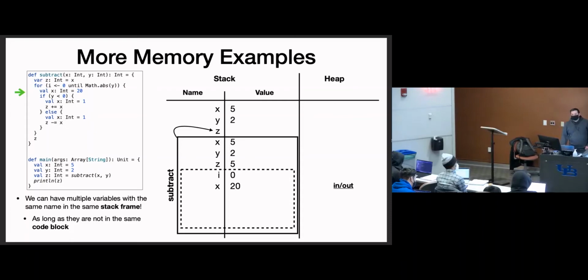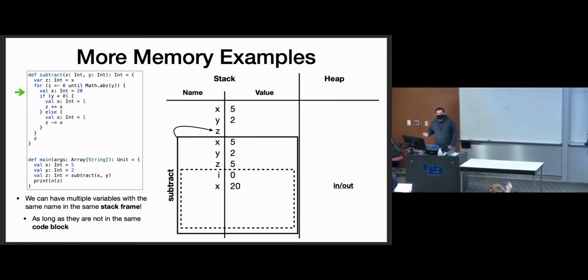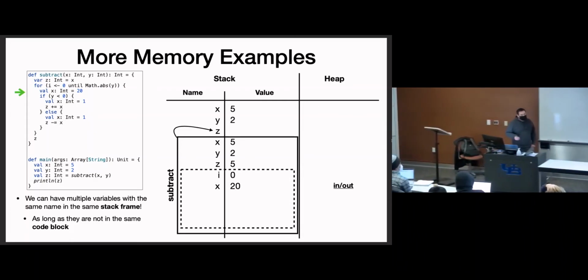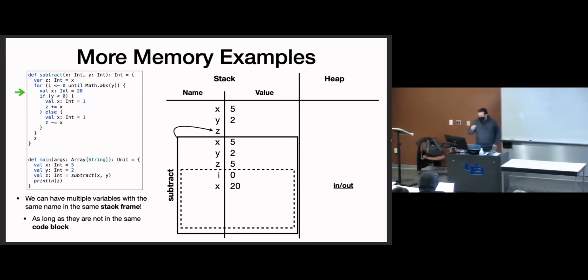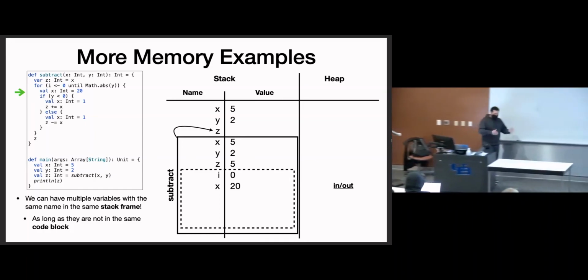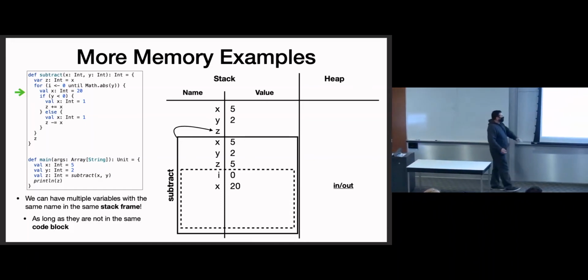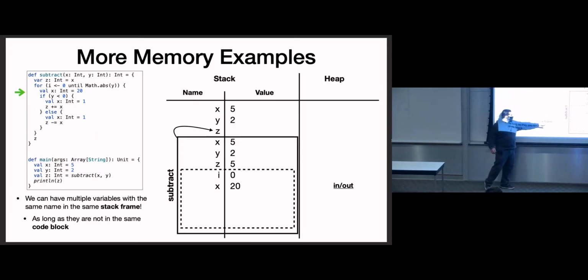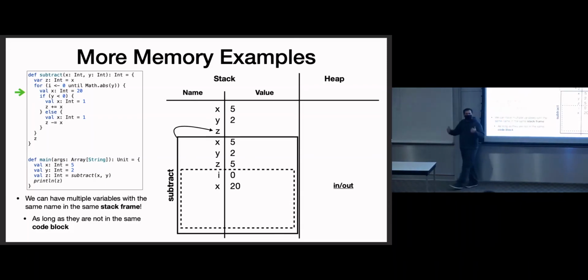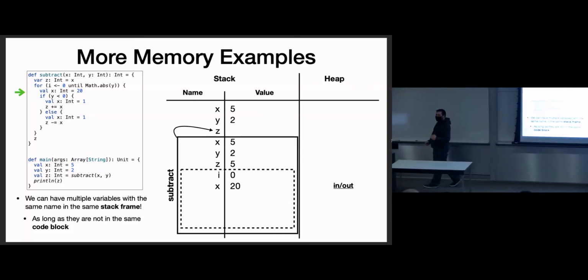So if your interviewee says, can you have 2 variables with the same name in the same code block? Let me back up. Can we have 2 variables with the same name in the same stack frame? Absolutely we can, as long as they're not in the same code block.